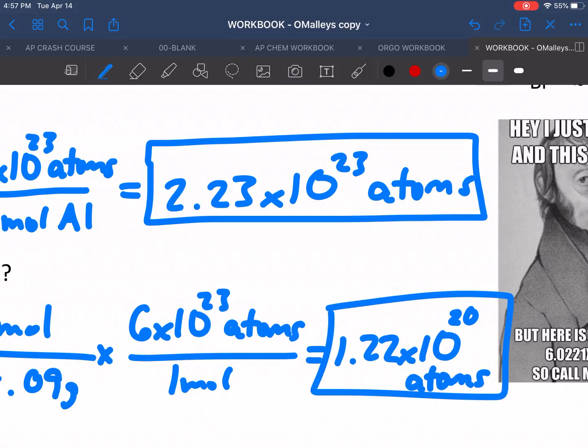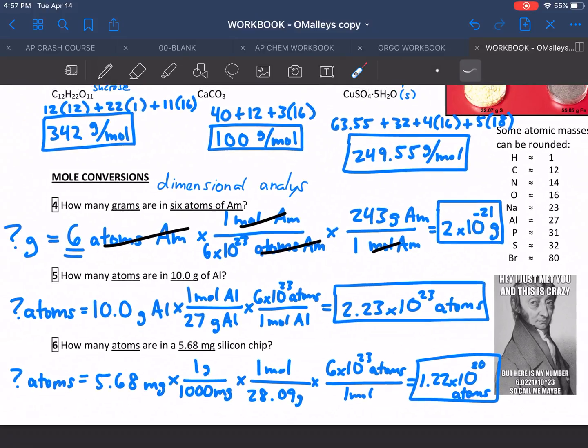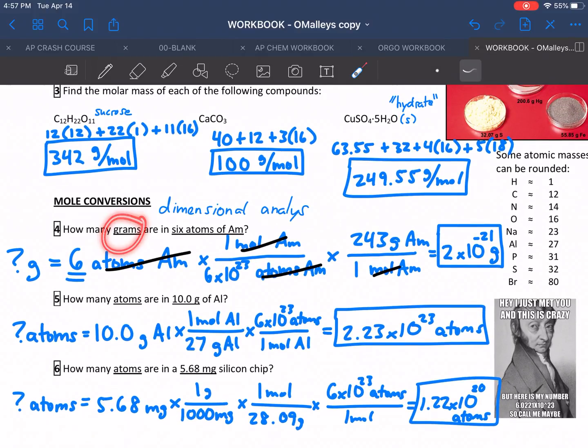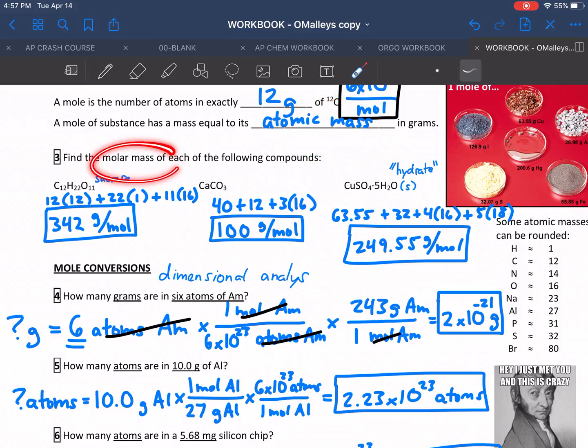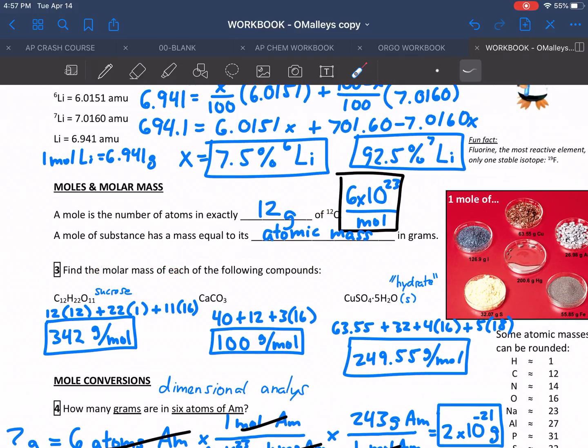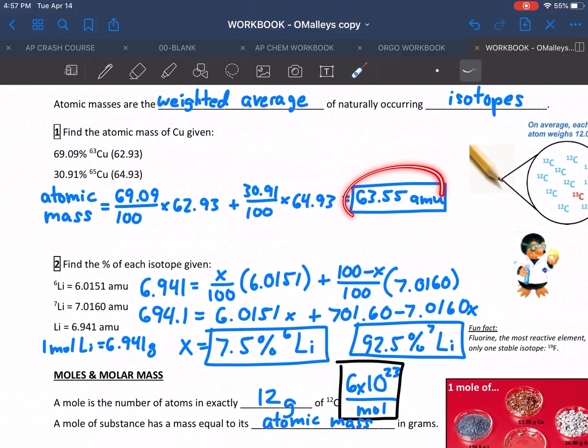And you could do a little self-check, a little tiny silicon chip. Yeah, that's still going to have a lot of atoms, but way less than a mole. Okay, so that's how we convert units of an element or a compound into other units of the same substance. It's using atomic masses and molar masses, which are essentially the same thing, just one refers to an element and one refers to a compound. And those atomic masses are weighted average decimals for the most part because of different isotopes.